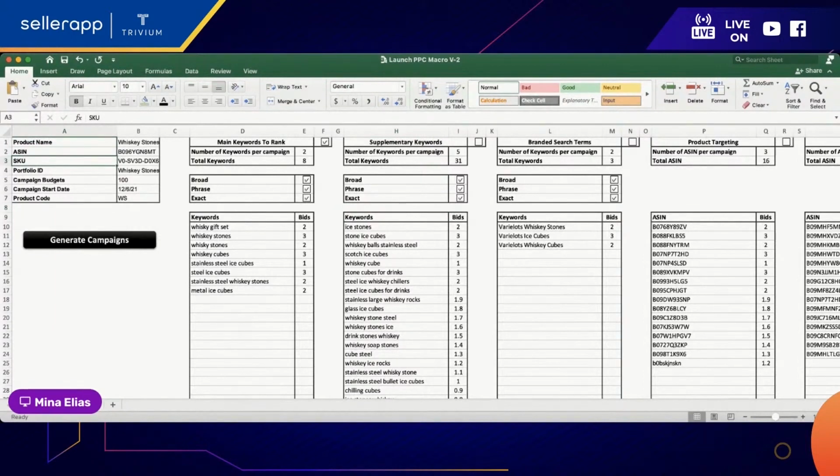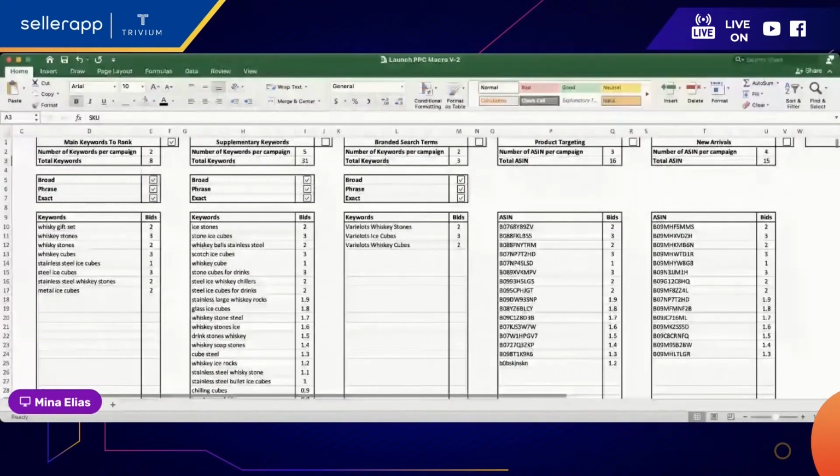Campaign budgets, I usually always start with $100. Anything less than $100, I found is not effective enough. It's just, Amazon says it's too small. Not that it won't be able to spend money, but it's not effective.